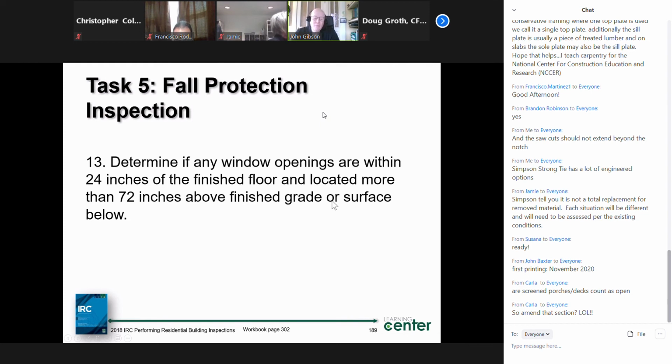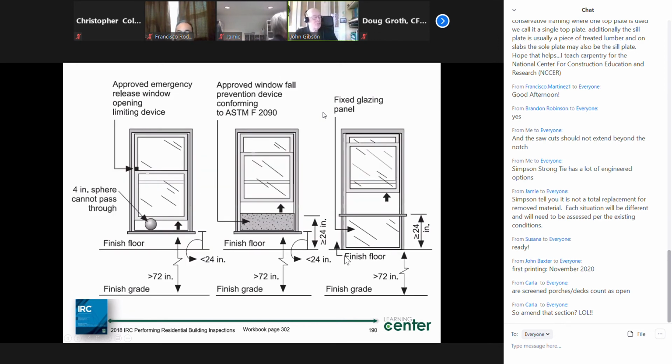If my window opening is going to be within 24 inches of the floor and on the outside you're going to fall more than 72 inches, it calls for protection either by raising the window up or by putting in a window which is equipped with a catch mechanism, so that it will stop and not allow passage of a 4-inch sphere without releasing it to go up.